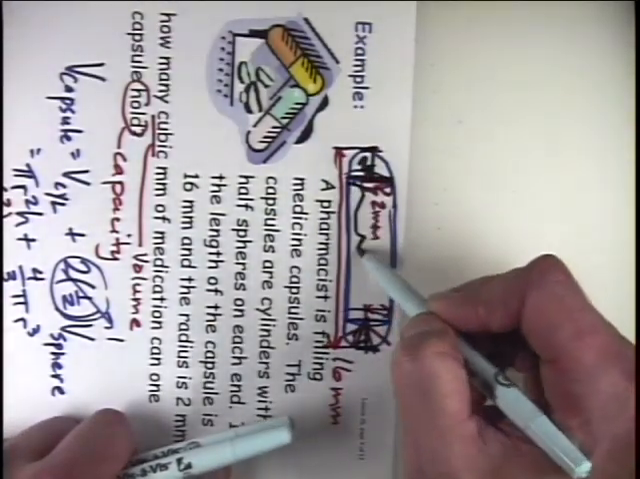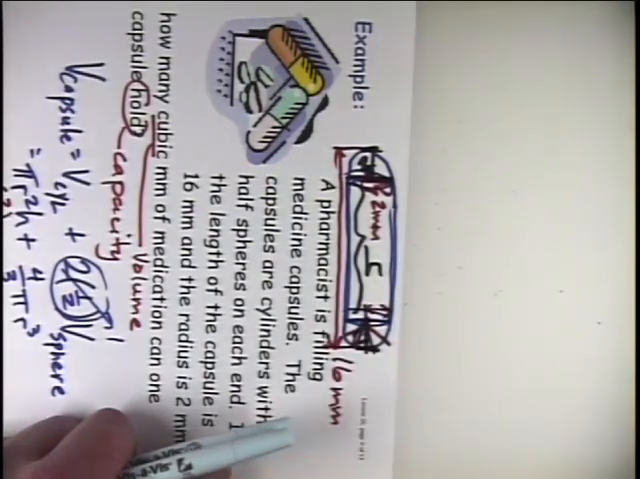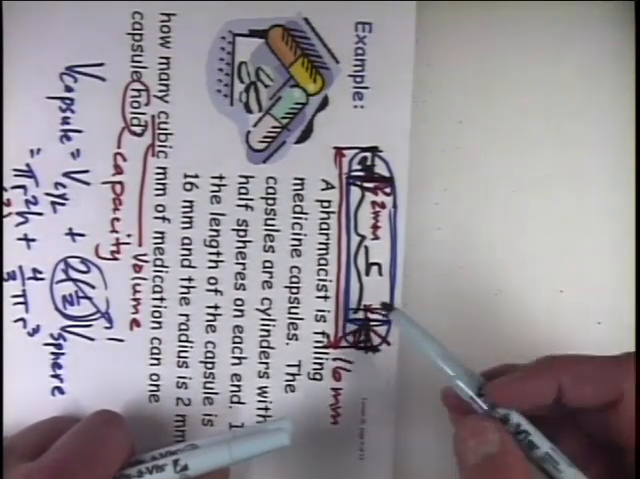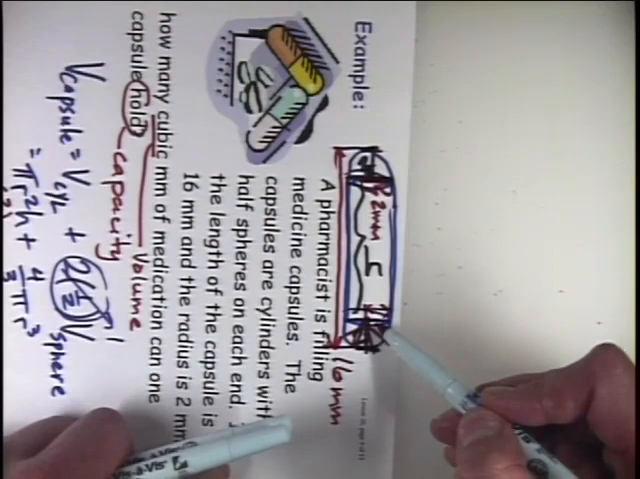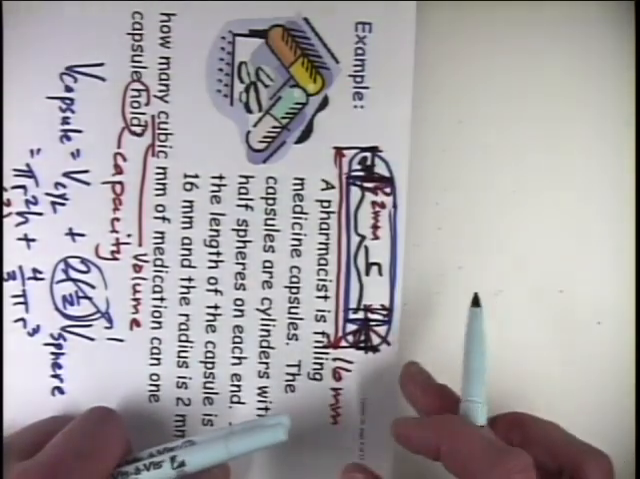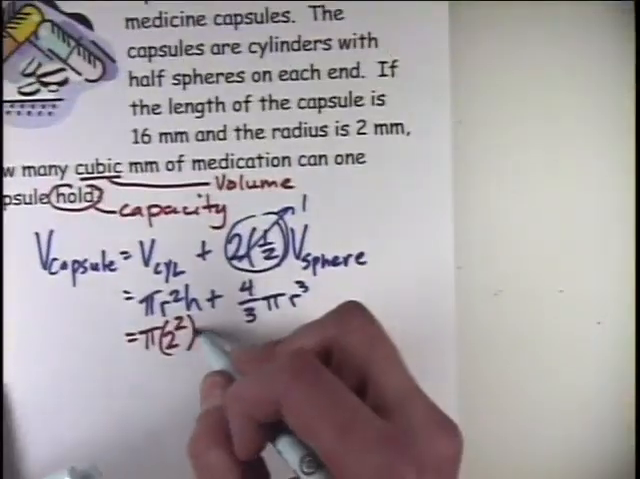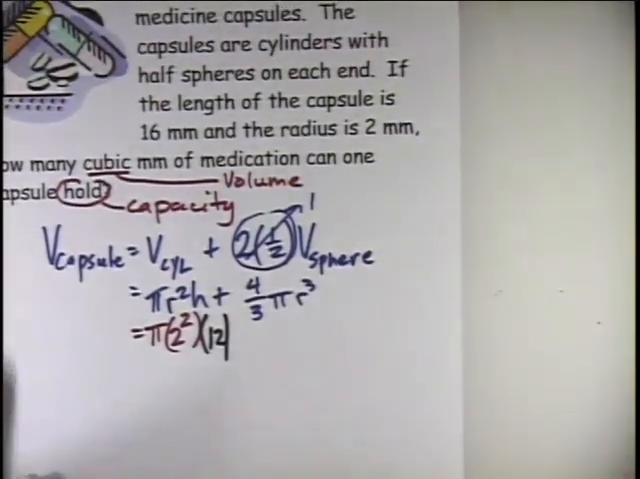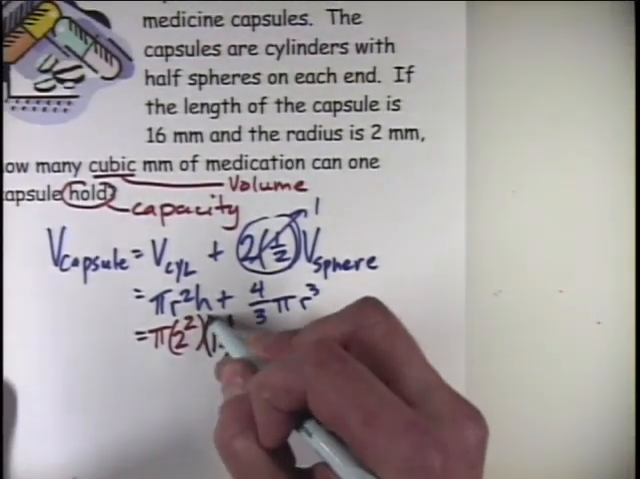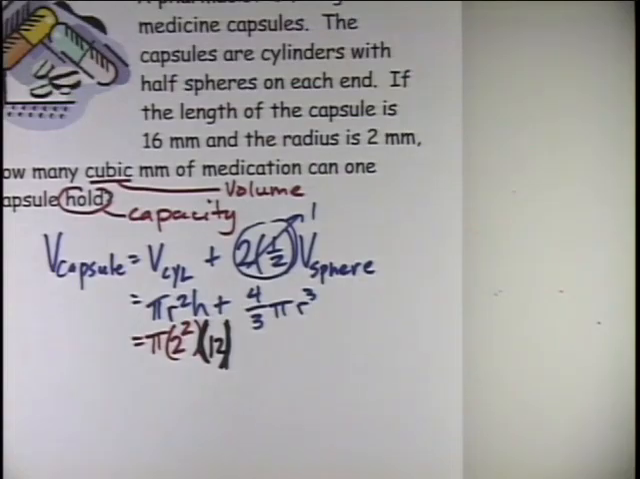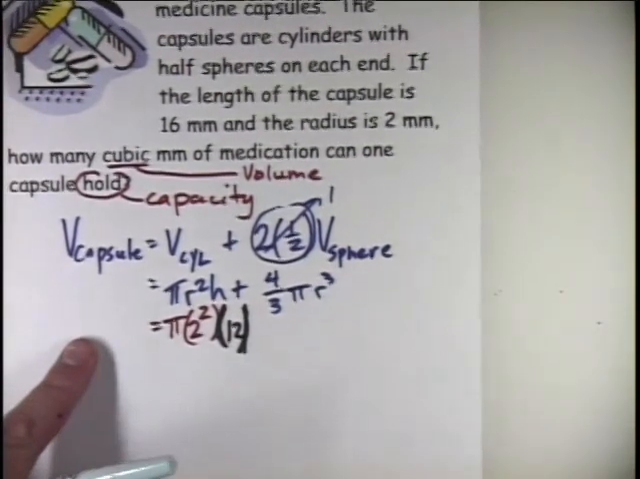So what I want is what's left over. That's the height of the cylinder between the hemispheres. So it's going to be 16 minus this 2 minus that 2, or 16 minus 4, and that gives us 12. So drawing a picture is very, very important in getting the right answer. All right? So there's the volume of the cylinder.